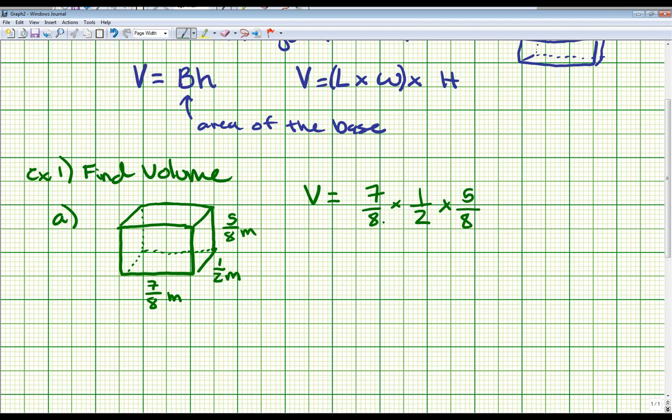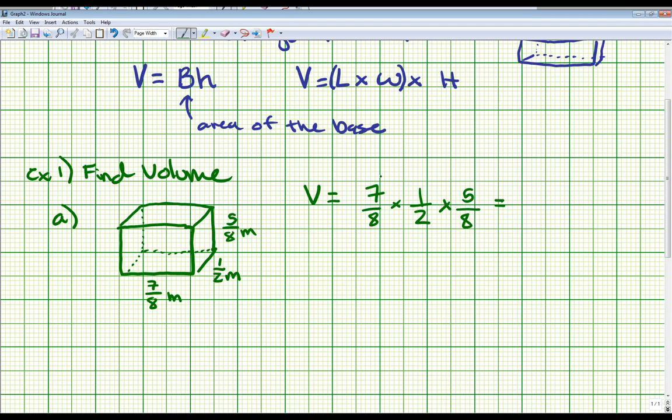Now, before we do that, we can take a look and see, is there anything on the top that we can cancel on the bottom? 5 and 8, 5 and 2 don't have any common factors. 7 and 8, 7 and 2 also don't have any common factors. So there's really no canceling happening or simplifying.